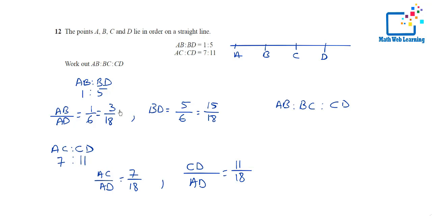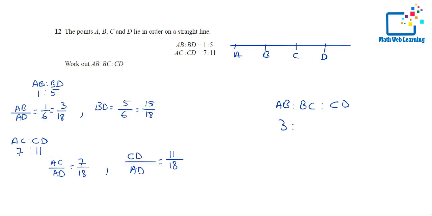Now AB, you can see, is there. It has 3 shares. BC, we don't seem to have it, so we need to calculate it. I need to make some room to work it out. This is the reason why I drew the diagram with the line here. To get BC, you do AC minus AB. So BC is equal to AC minus AB.